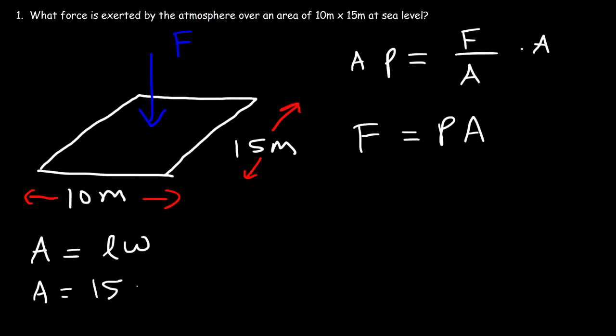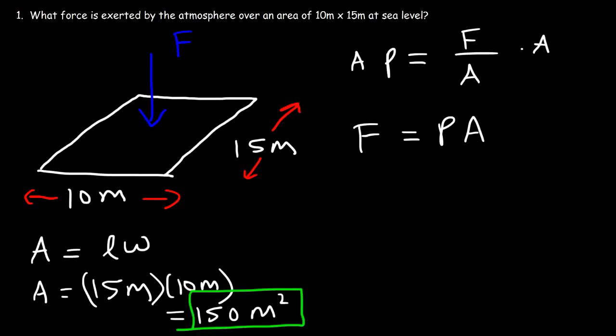Now the area is length times width. So we have a length of 15 meters and a width of 10 meters. So 15 times 10, that's 150. So the area is 150 square meters. Now the atmospheric pressure is 1 atm, but we're not going to use that value. We're going to use pascals. So 1 atm we know is 101,325 pascals, or newtons per square meter.